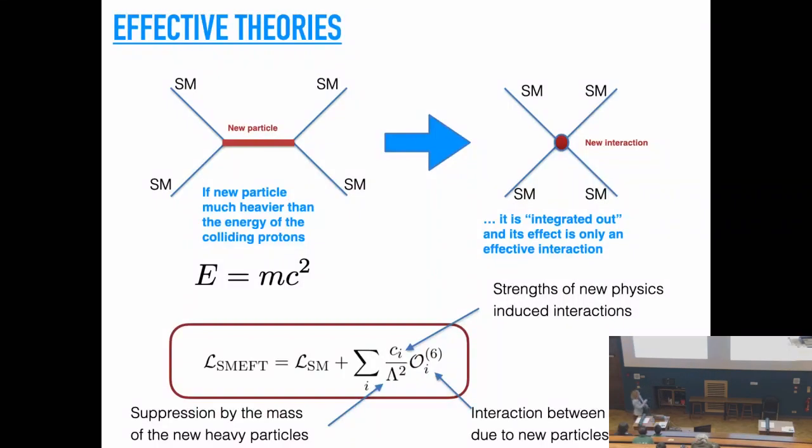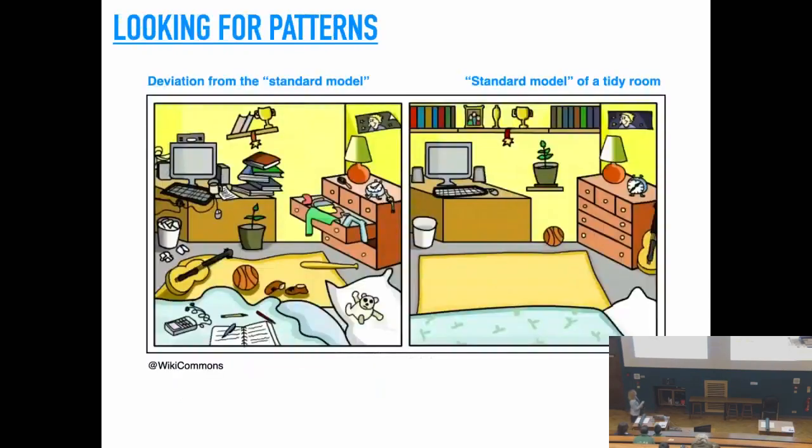Then we want to understand what is the particle that causes this deviation, this new interaction. This is a bit like the standard model of a tidy room, and then you have a deviation from the standard model of a tidy room. And then you ask yourself, what is the thing that caused this deviation from the standard model? And the explanation is very simple. My daughter came home from school and spent 2 hours in her room. So in this case, what caused this shift from the expectation is very clear. But in particle physics, it's not so clear at all.